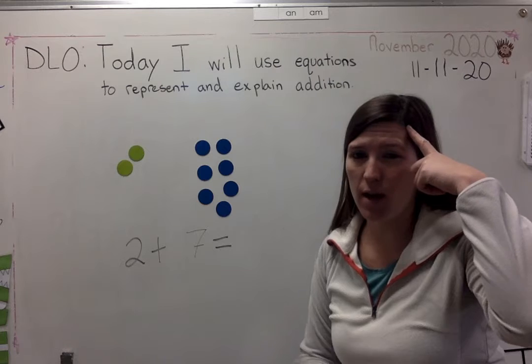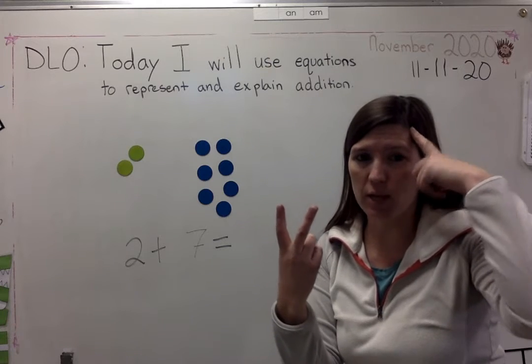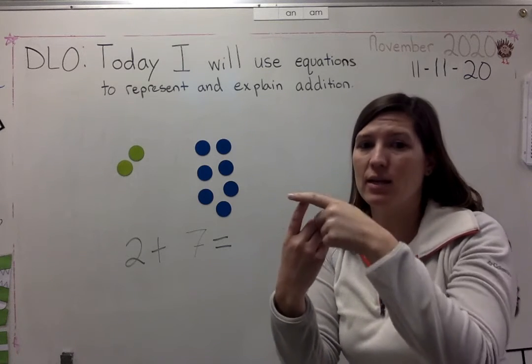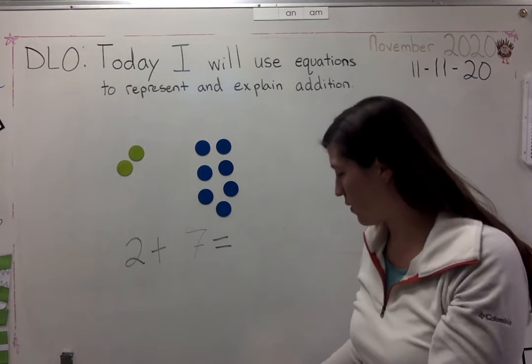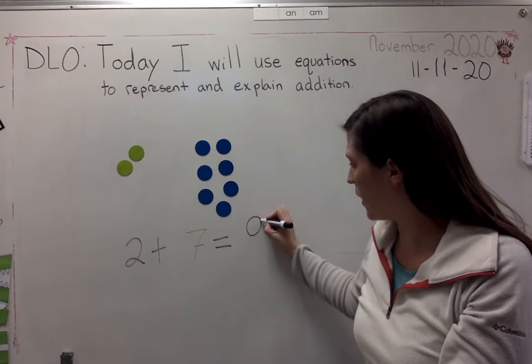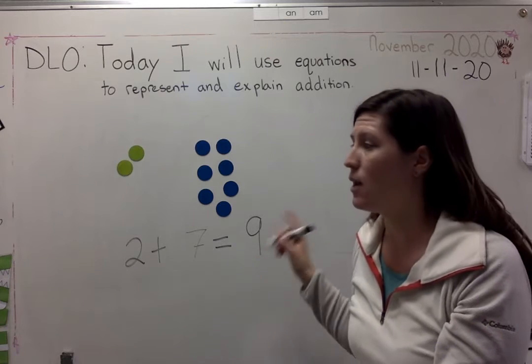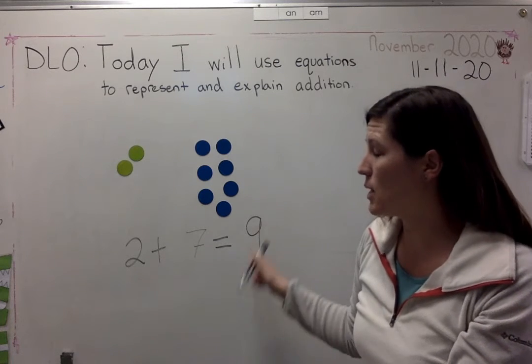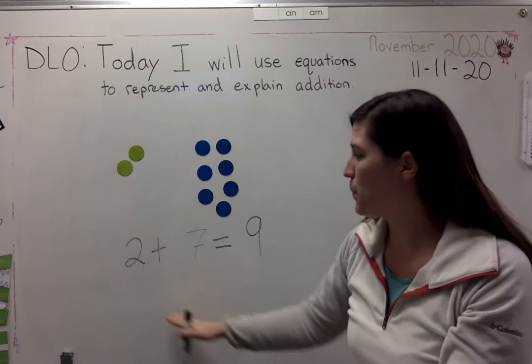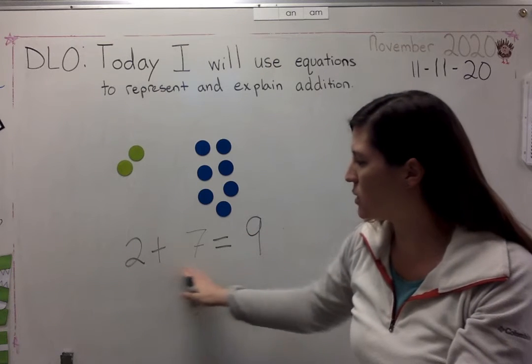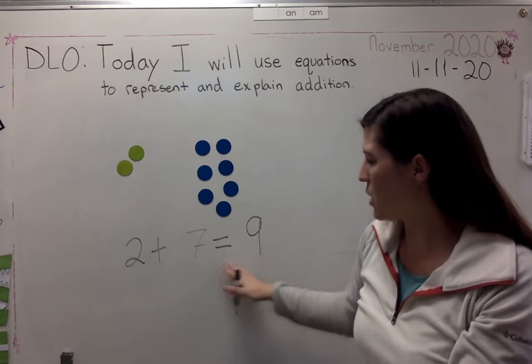Put 7 in your head, 2 in your hand. Let's count up. 7, 8, 9. How many cookies do we have all together? 9. Make a loop and then a line. That's the way you make a 9. Let's read our equation that represents our addition problem. 2 plus 7 equals 9.